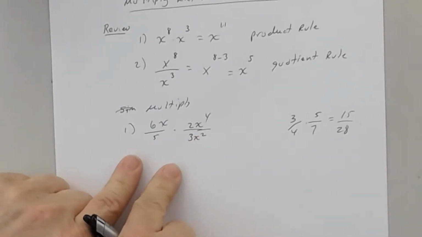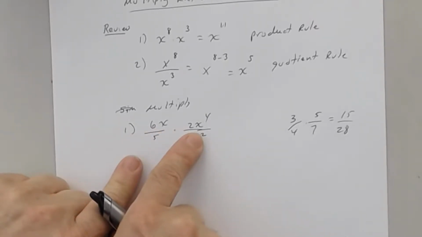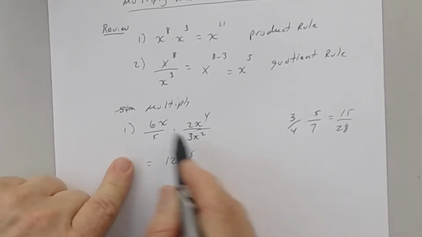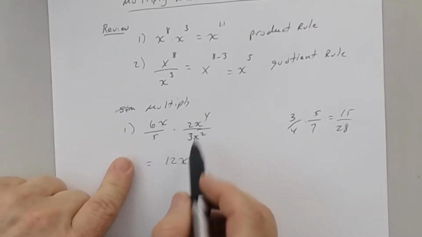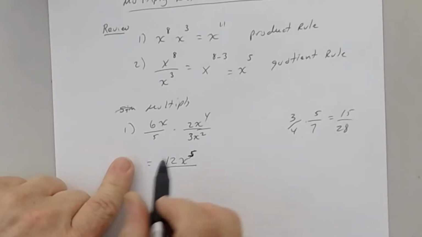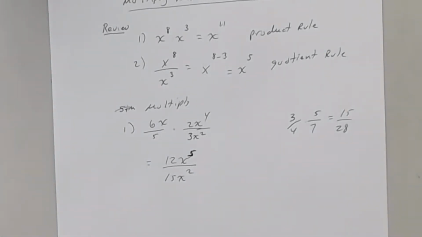You can multiply first. So what's 6x times 2x to the 4th? What do you think that equals? 12x to the 5th. 6 times 2 is 12. X times x to the 4th is x to the 5th. Divided by, and what's 5 times 3x squared? 15x squared. So that's where I'm at. Okay? So I multiplied first. Now you've got to reduce, because I do have common factors.